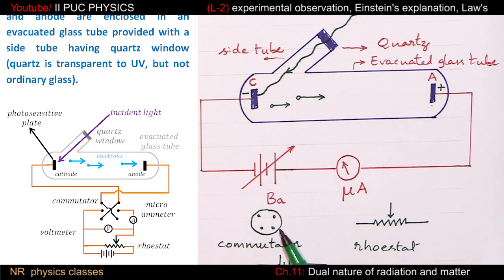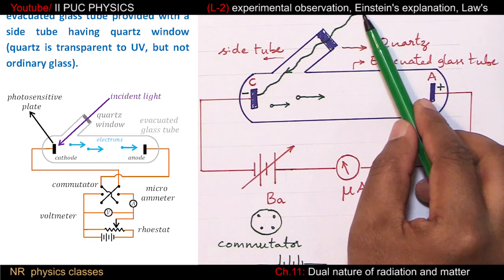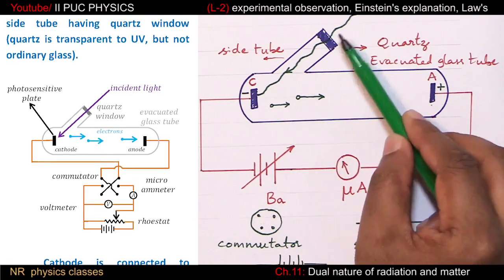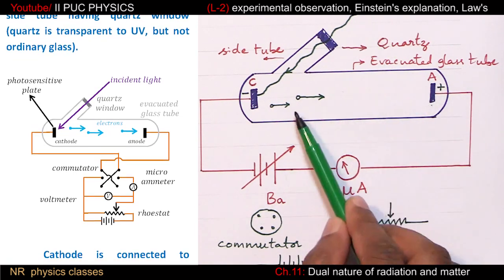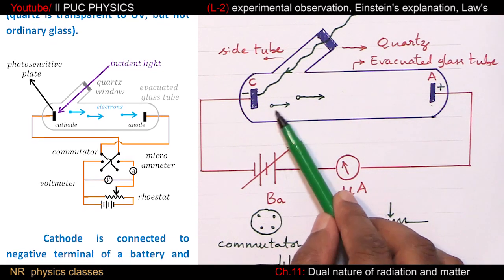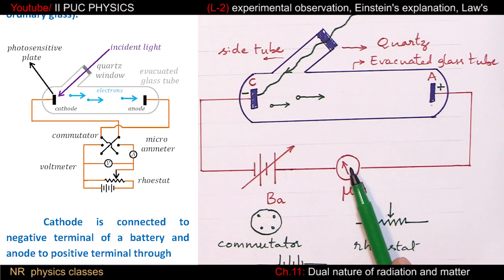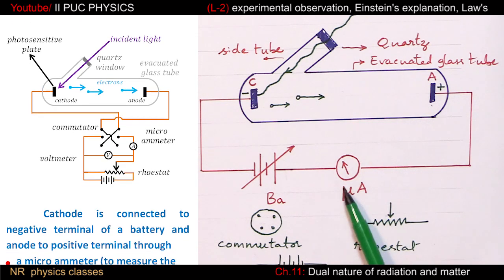the direction of current. When radiation of suitable frequency falls on the cathode, photoelectrons are emitted. Okay. These photoelectrons move towards the anode, and photoelectric current can be seen as deflection in the microammeter.